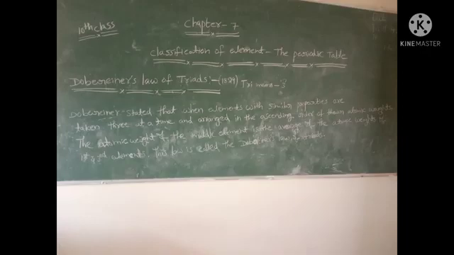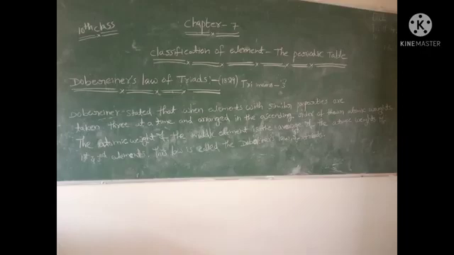Dobereiner stated that when elements with similar properties are taken three at a time and arranged in ascending order, increasing order of their atomic weights, the atomic weight of the middle element is the average of the atomic weights of the first and third elements. This statement is called Dobereiner's law of triads.